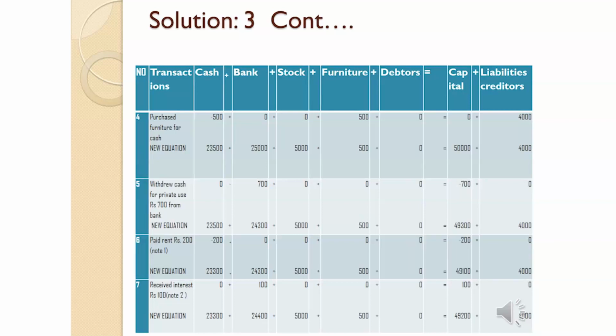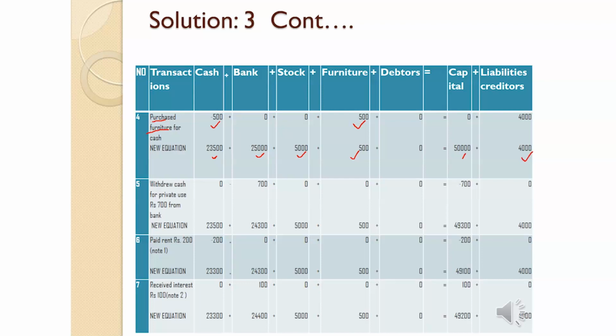Here the next transaction is purchase furniture for cash. We have purchased the furniture, that is an asset for the business. So cash value decreased by rupees 500. Furniture value increased, so assets will be increased by 500. The capital is the same amount. Then the equation: already we have cash 23,500, bank balance 25,000, stock balance 5,000. Furniture value is now increased by 500. Already the capital amount is 50,000. Creditors amount is 4,000. There is no effect on the liabilities.